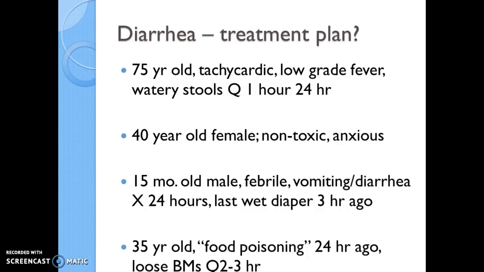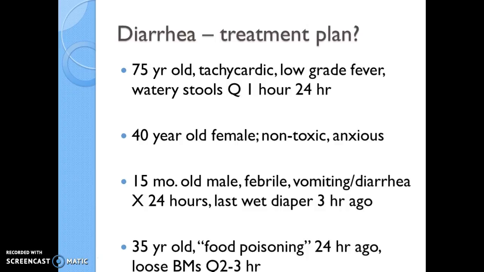So in this case, this is probably infectious based on the fact that they're febrile. They're having a lot of watery stools. They're probably going to need IV rehydration in this case. We probably don't want to give them anything to stop the diarrhea artificially, but simply let it work its way through with good support, and they will need IV rehydration. A 40-year-old female who does not have fever, does not look sick, doesn't have any evidence of infection, but has anxiety that causes diarrhea, might well be a candidate for some medications for diarrhea.